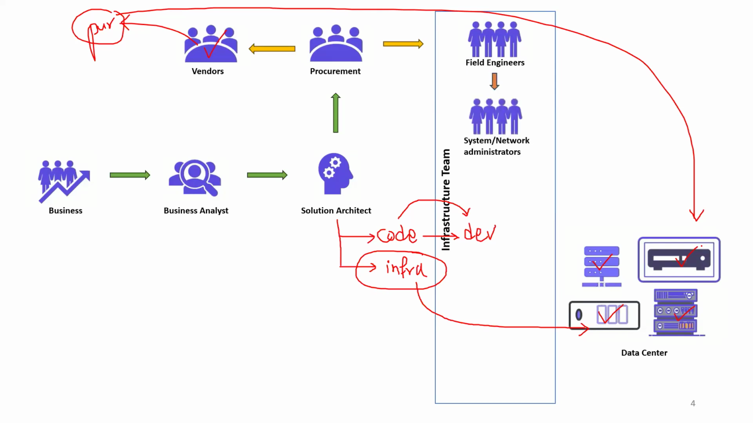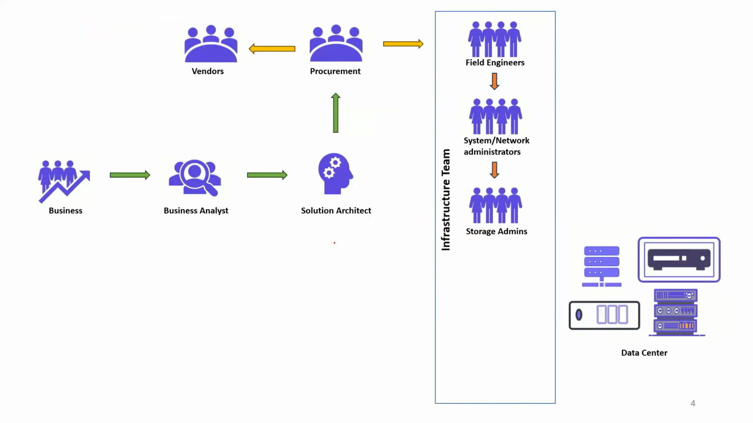And then the system admins come into the picture, and they will do the initial configuration of the system. And then the network admins will take care of the network configuration and make sure that these entire systems are available over the network. And then the storage admins will come into the picture. They will assign the storage to the servers. And then the backup admins, they will assign or configure the backups.